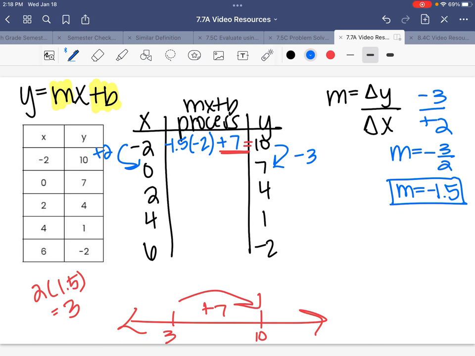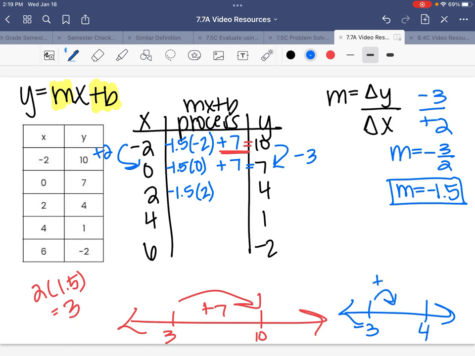And now we want to look and see if that continues. So negative 1.5 times 0. Again, anything times 0 is 0. Plus that constant of 7 to give me my output of 7. Okay? Negative 1.5 times the positive 2. So negative times a positive will give me a negative. So that's a negative 3. I want to get to 4. If I add 3 to get to 0, and then I add 4 more, now I'm at my output of 4, and altogether I added 7.